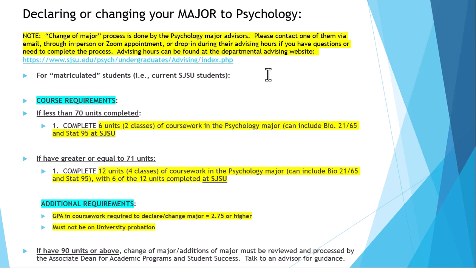All right, now what if you're not wanting to change your major to psychology, but you want to either add psychology as a minor or change your minor to psychology? What's the process for doing that?